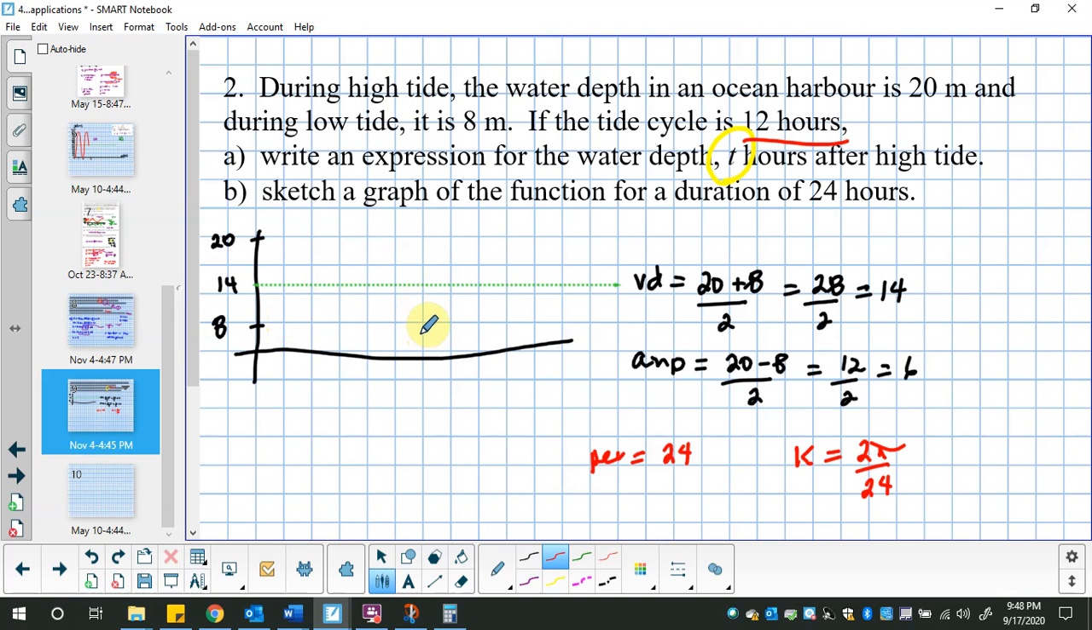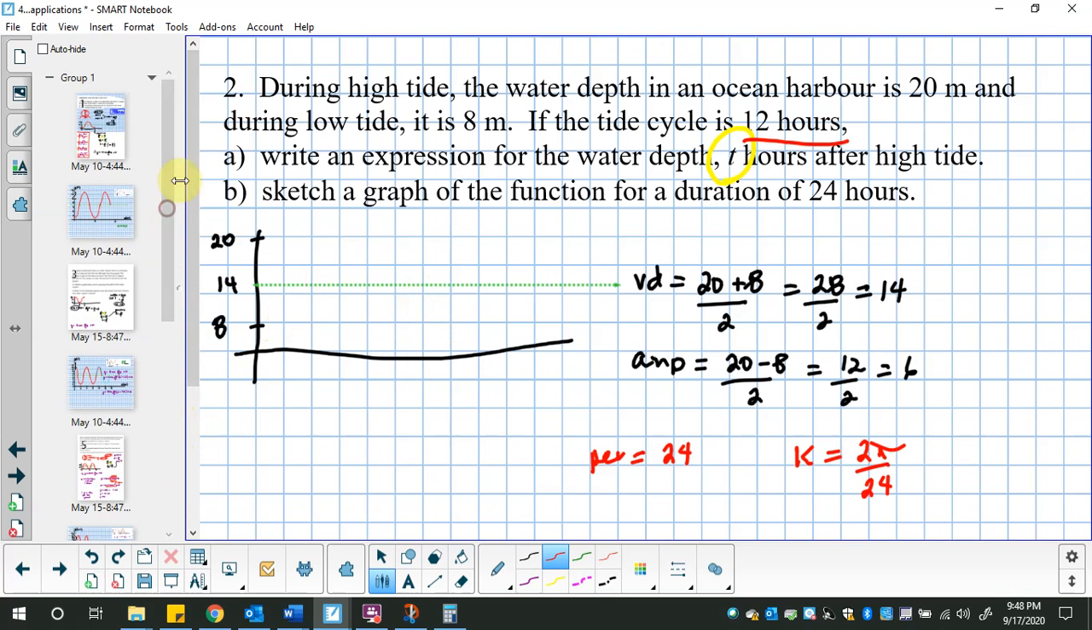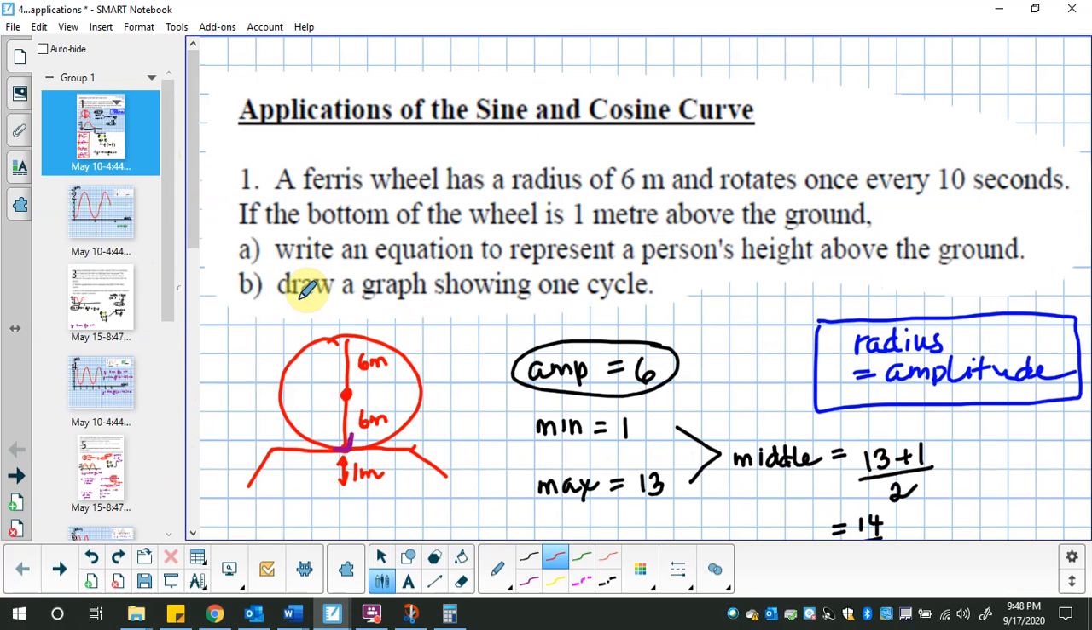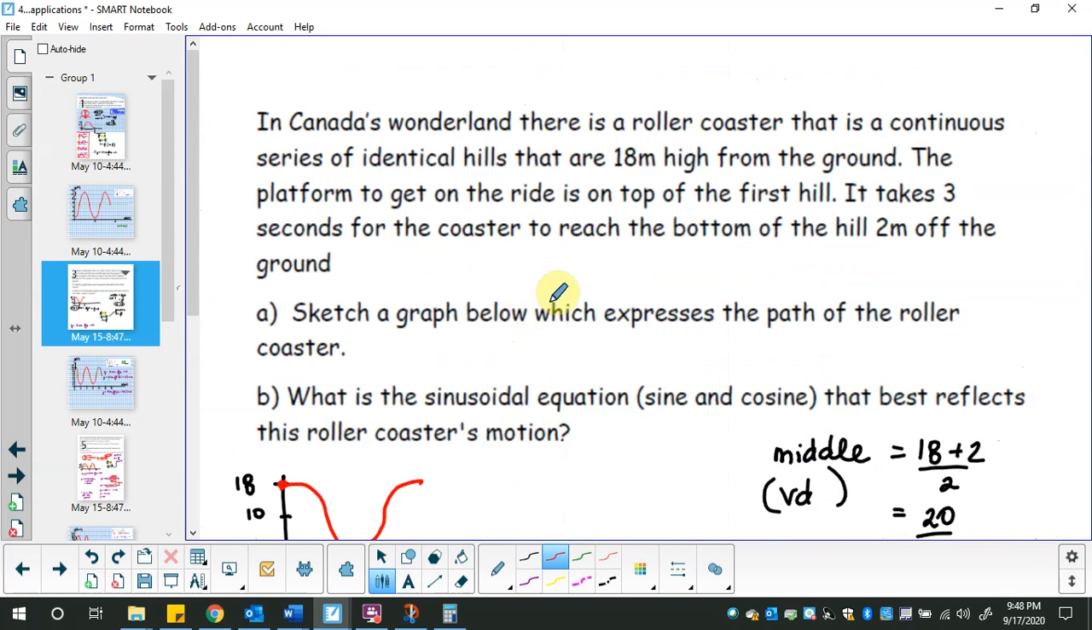If we go back through all the questions, I at least give you hints about where to start the picture. I mean, if you're riding a Ferris wheel, you have to get on at the bottom. You can't get on at the top. That's not where the platform is. This question was super specific. It said the platform to get on the ride is at the top of the first hill. There was no doubt about what was happening.